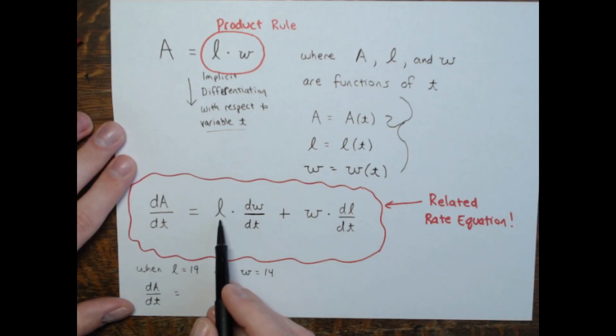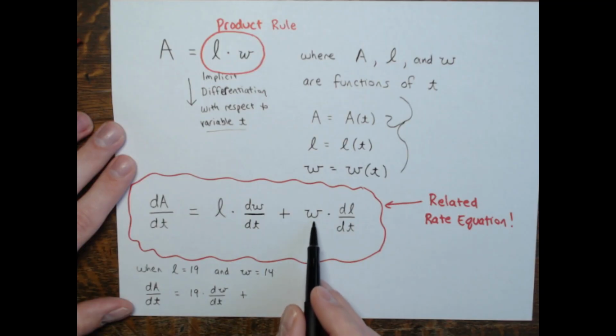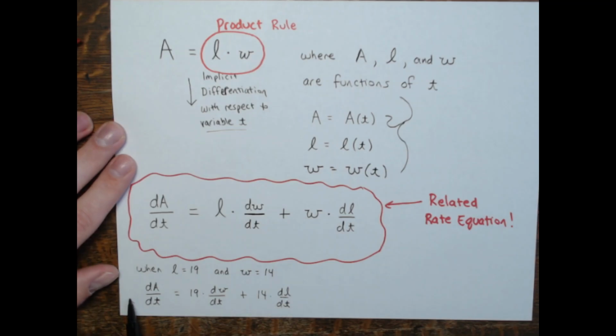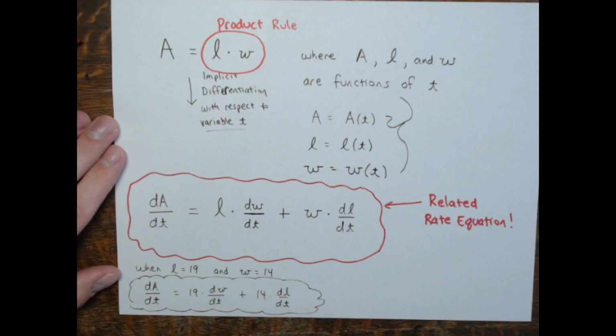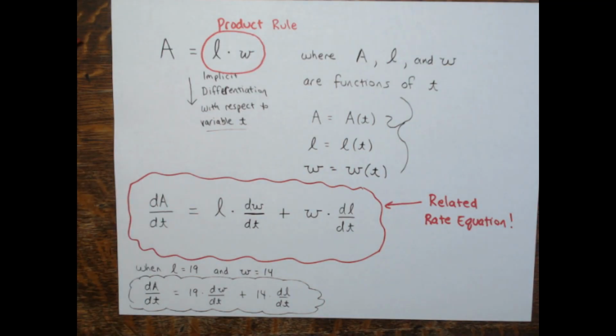is equal to, again, the length they gave us is 19. So 19 times the rate of change of the width plus, and then the width they gave us, a particular width here, was 14 times the rate of change of the length. So this is my answer. This is again the equation telling us how these rates of change are related at a particular moment when the length of this rectangle is 19 and the width is 14. So I'm just filling in those blanks.